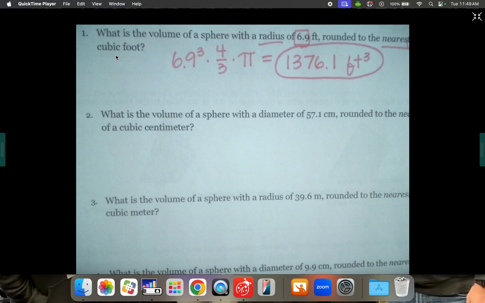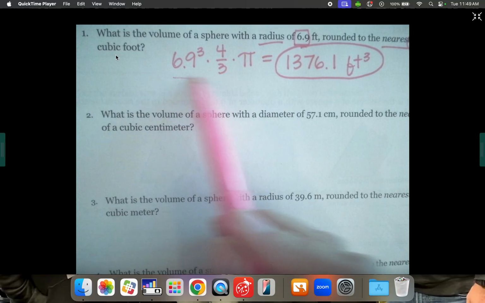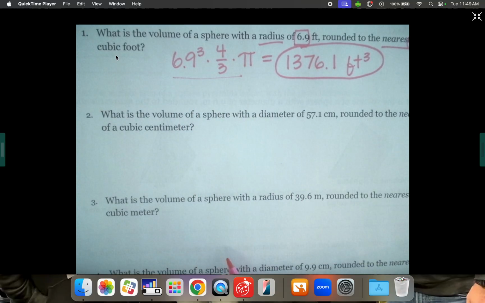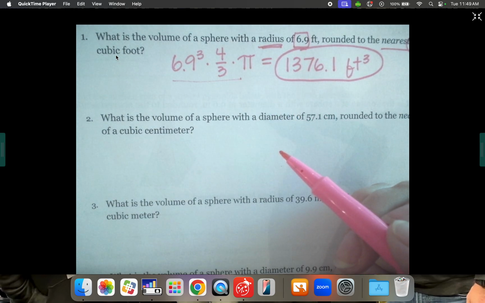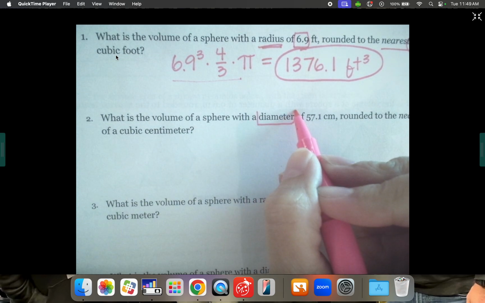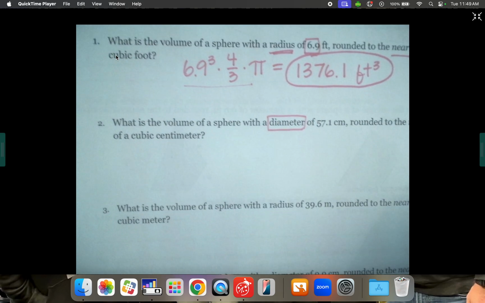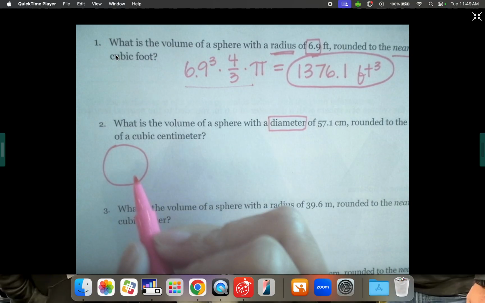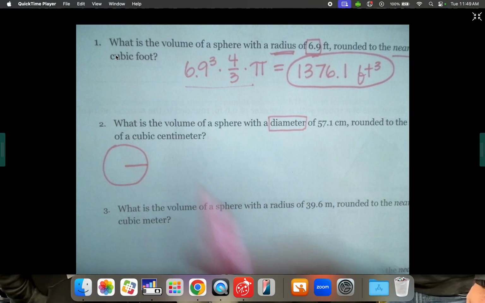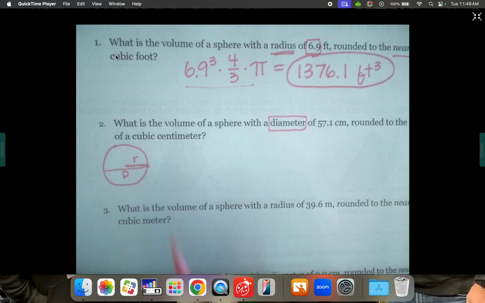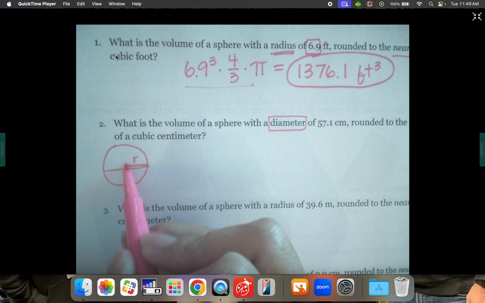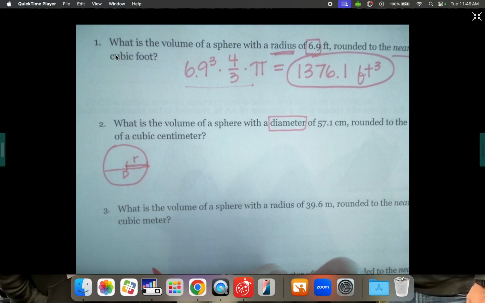Okay, number 2, we're going to literally just keep doing this equation all these times. The difference is, in the previous one, it gave us a radius. This one, however, gives us a diameter. And if you'll remember from a previous video, the radius is what we need. This is the radius. If it gives us the whole diameter, that's a problem. We have to cut it in half so that we can turn it into a radius. So you're going to have 2 steps on this one.